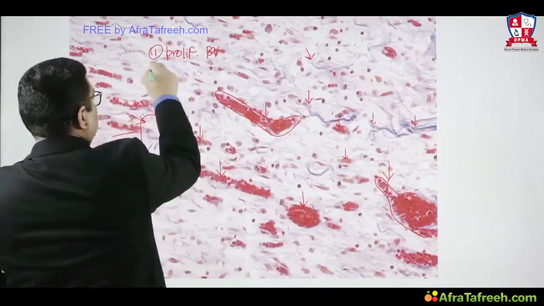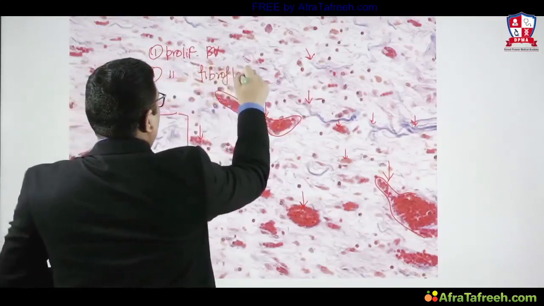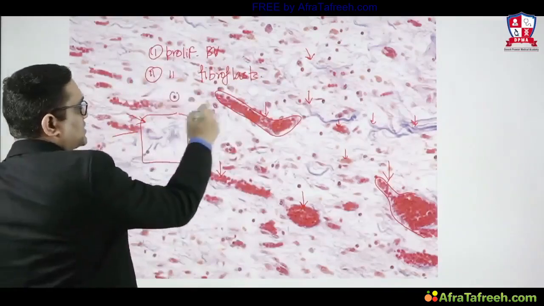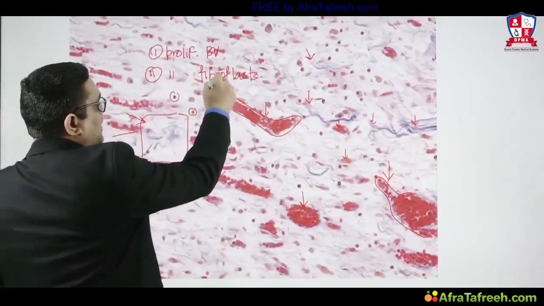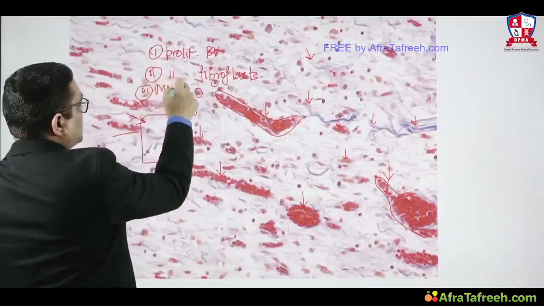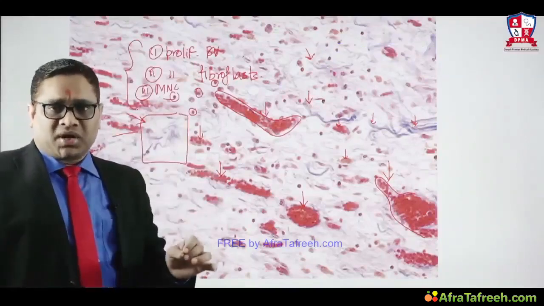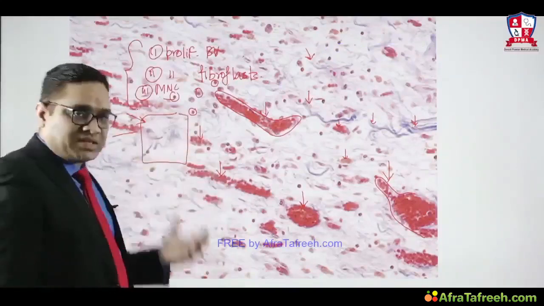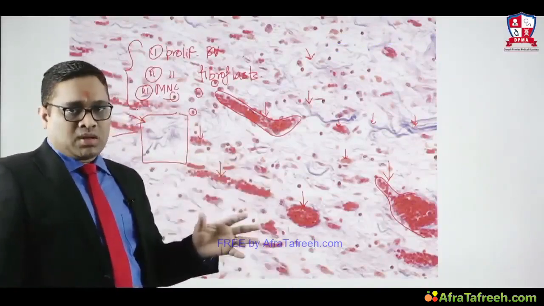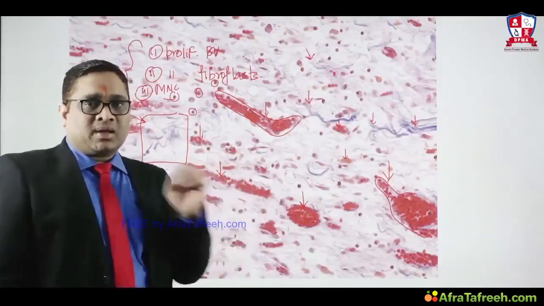So what are these things? These are proliferating fibroblasts. And in between you can see scattered lymphocytes or scattered mononuclear cells. So these are scattered mononuclear cells. This is the third thing, mononuclear cells. When you find the triad of these three things, this is called granulation tissue, and whenever a pathologist sees it, he will come to the conclusion that this is a healing wound, right? Because granulation tissue is the hallmark of wound healing, right?